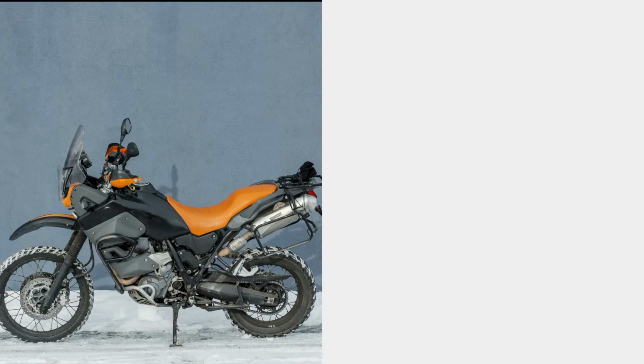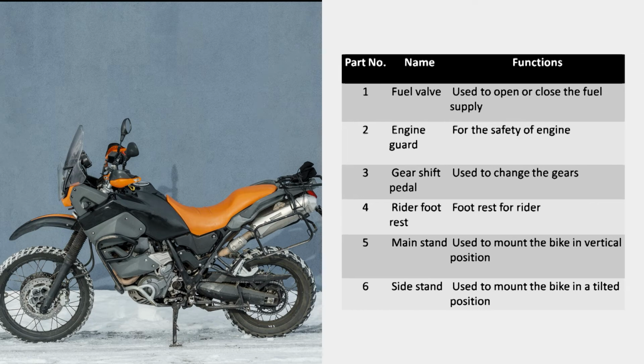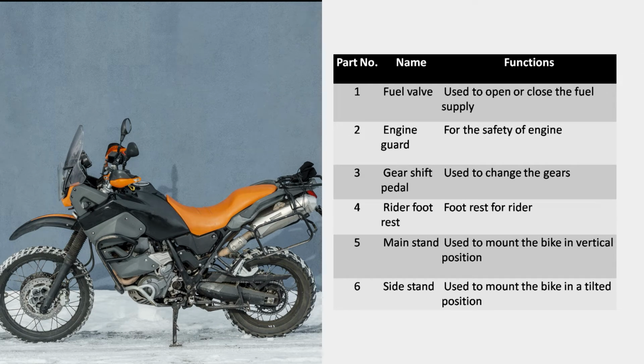Now, various parts, just like I have given you on right hand side, now in left hand side you have a fuel valve. It is used to open or close the fuel supply. Then engine guard, for the safety of engine, because there may be some shock or some accident. So the engine guard provides a safeguard to the engine, because engine is sophisticated. If there is a jerk, it will stop working. Gear shift pedal. We need another pedal which is also called gear shift pedal, and it is used to change the gears.